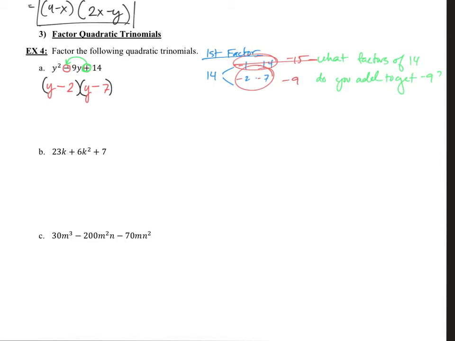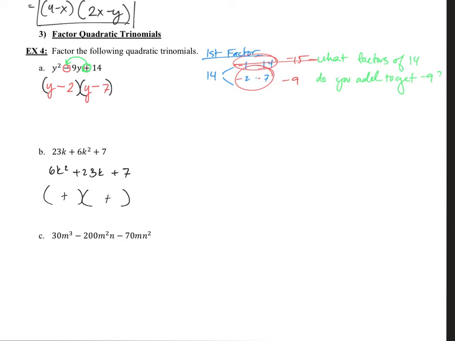Alright, so taking a look at the next one. It's not in the right order yet because we're not in descending power. So I'm going to rewrite this so we're in descending power: 6k squared plus 23k plus 7. Okay, so just setting up my little parentheses here, I'm going to determine the signs first. Well, I have a plus sign, so I know these are either going to be both positives or both negatives. How do I know which one? Well, remember, the middle number is when we add up the values, and it's positive. So because the middle number is positive, these are both going to be positives.